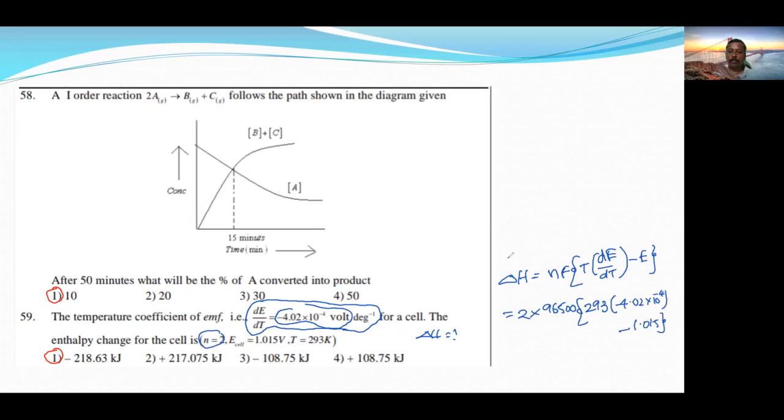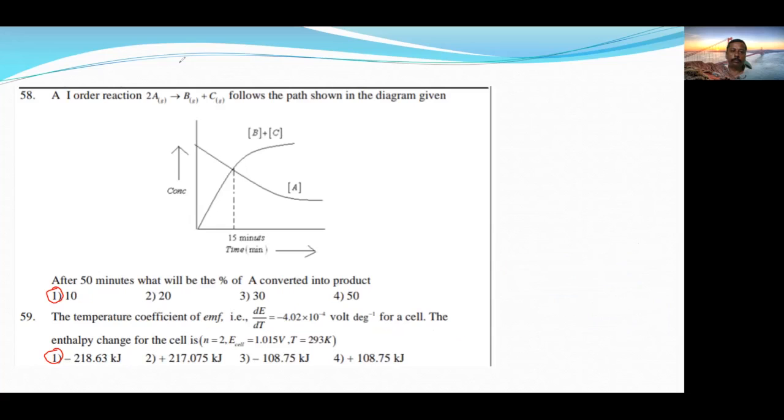1.015. The main thing is you should remember this formula: enthalpy change when temperature coefficient is given. After simplification, you will get minus 218.63 kilojoules. Here it is in kilojoules. So you can cross-check this answer on your own with the process I have told you. Again, take a screenshot for this solution. Then let's move on to the next question.